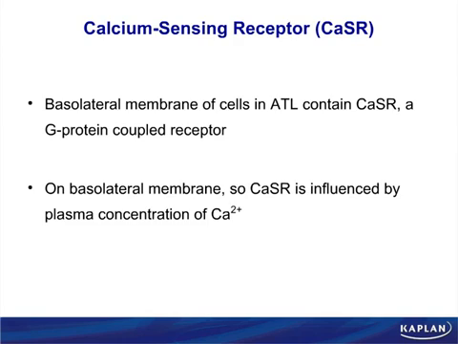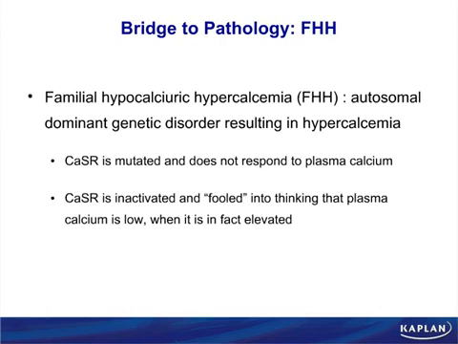So, calcium sensing receptor. As I mentioned, the calcium sensing receptors are located in the basolateral membrane of the loop of Henle, and the calcium sensing receptors are coupled to a G protein. And when plasma calcium levels are elevated, the calcium will bind to and activate the calcium sensing receptor, leading to inactivation of the sodium 2-chloride potassium transporter, and that will inhibit reabsorption of calcium from the loop of Henle.